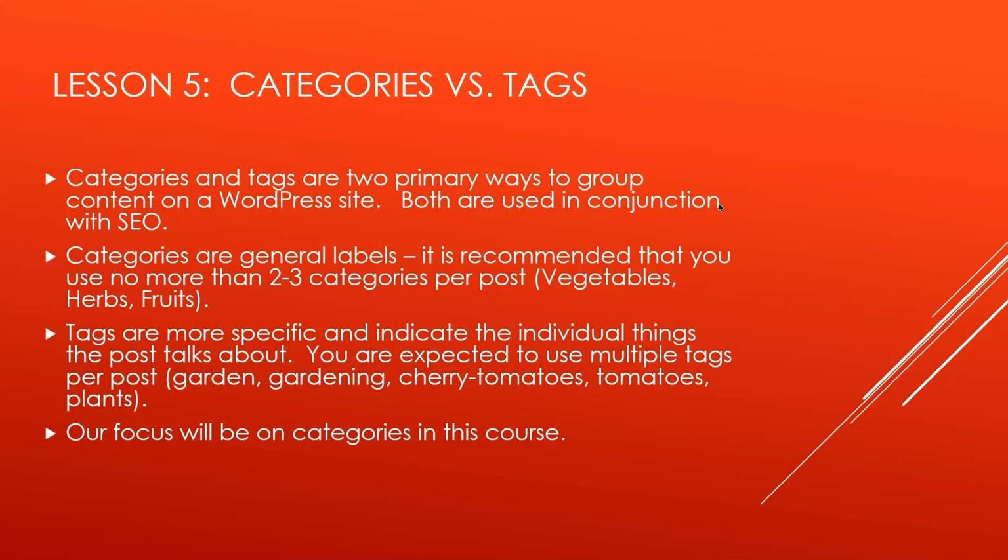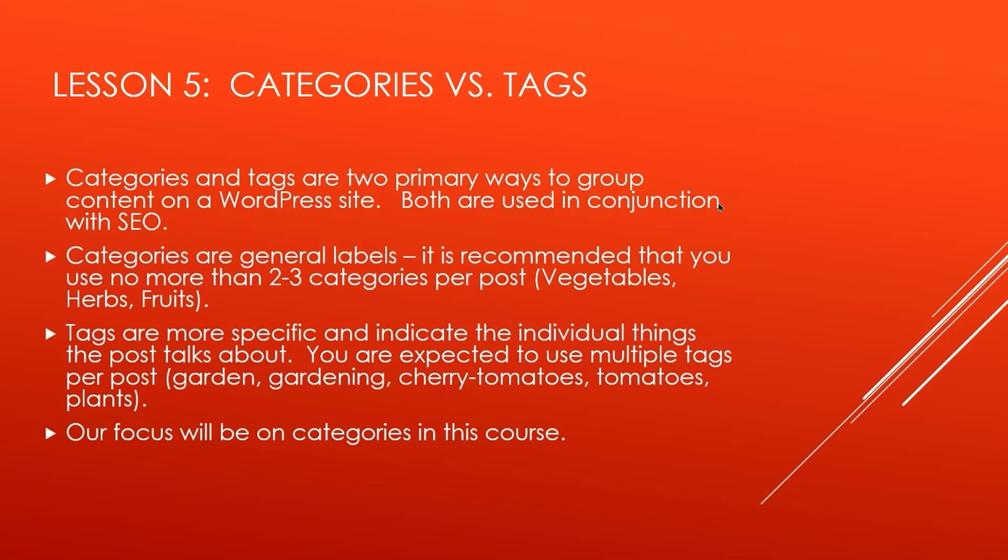So there are two primary ways to group content on a WordPress site, and both are used in conjunction with SEO. Categories are general labels. It's recommended that you use no more than 2 to 3 categories per post. So for example, vegetables, herbs, fruits.